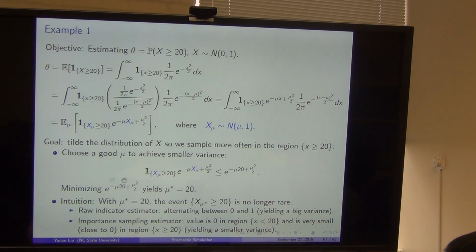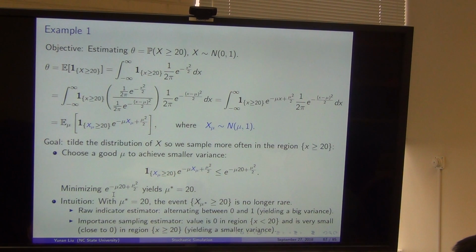to do is to minimize this upper bound to get an optimal mu. So if you minimize the upper bound, you minimize the variance. How do we minimize the upper bound? Well, you just simply do a first order condition. Actually, you don't even have to do that. You can see that this whole thing, this right hand side, is decreasing in mu.